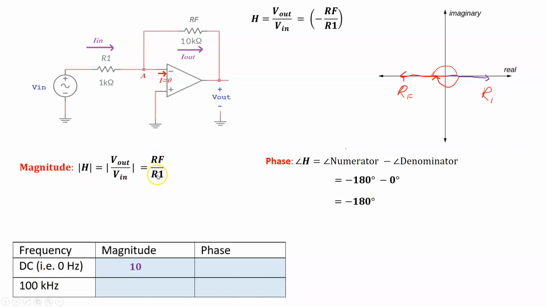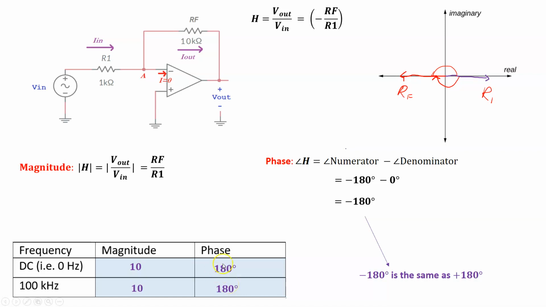Now RF over R1, if I apply a DC, 0 hertz, well, resistors have impedance that is frequency independent. So it doesn't matter whether I apply 0 hertz or 100 kilohertz, the impedance of a resistor is going to stay the same. So 10 kilo ohm divided by 1 kilo ohm is going to be a magnitude of 10 in this case, and the phase angle for the first is going to be minus 180, and the phase angle for the other one is also going to be the same. Well, minus 180 is the same as plus 180, so in this case I just wrote down 180.